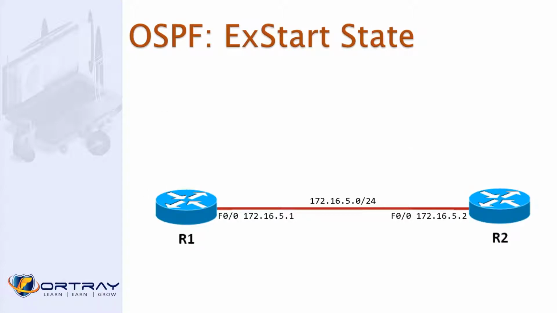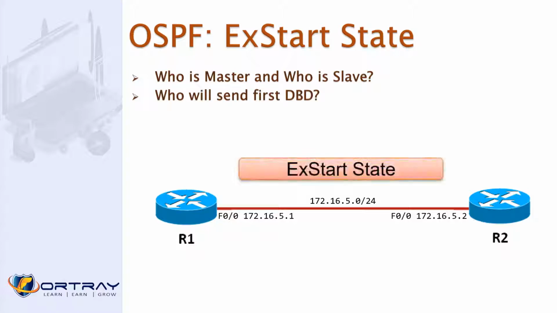What is the ExStart state? Who is the master and who is the slave? Once they see each other, there is a bone of contention, a fight over who is master and who is slave. Master means who will start first and send the first DBD. In the ExStart state, if you get stuck, the problem may be with your router ID or some other things.